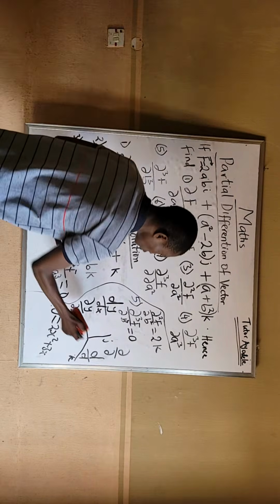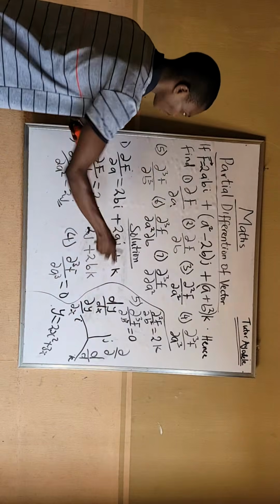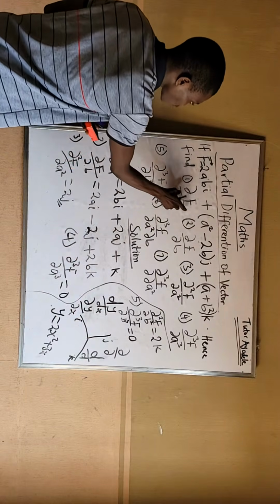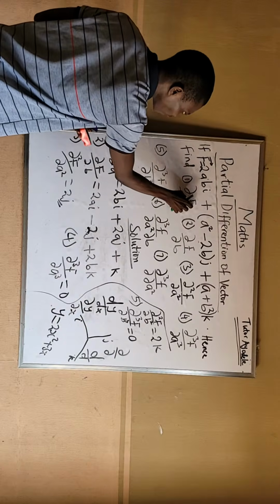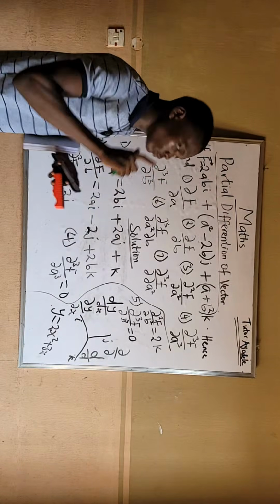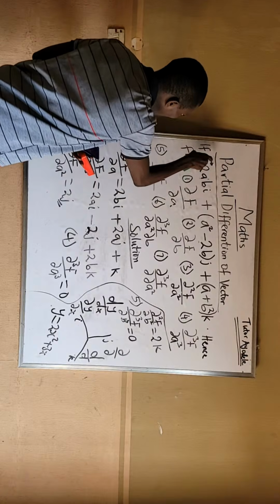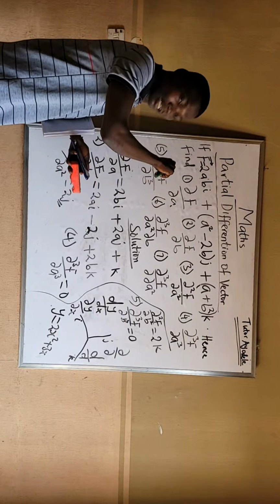So that is for that. Permit me to erase, or let me leave it so that in case you want to write it down. Now, if you look at these questions, it's talking about the partial derivative of f with respect to a alone. So you'll be considering where there is a; this is f with respect to a.